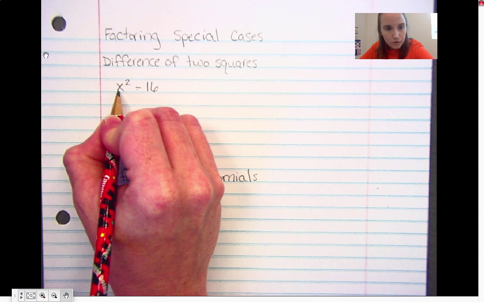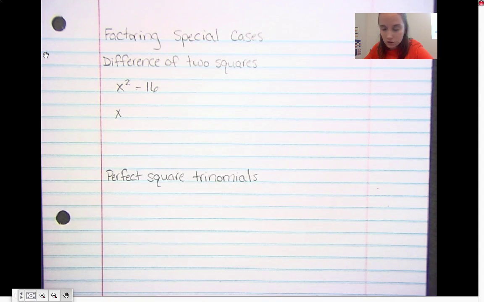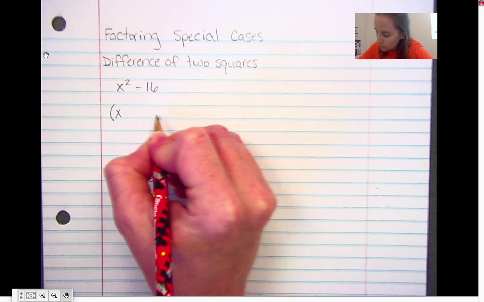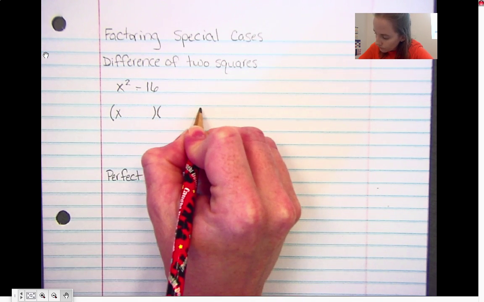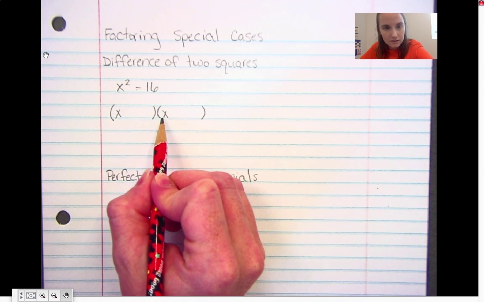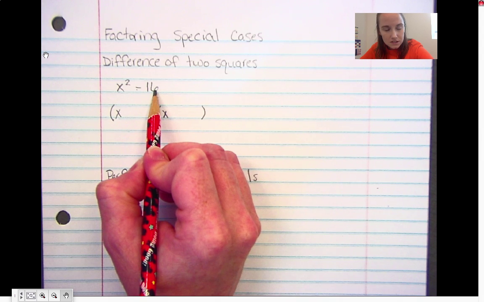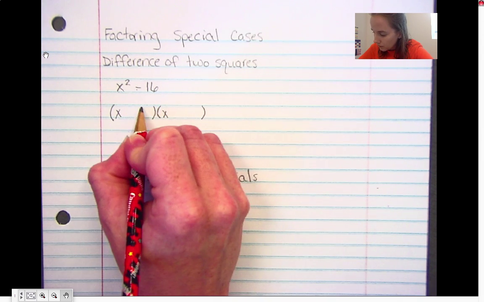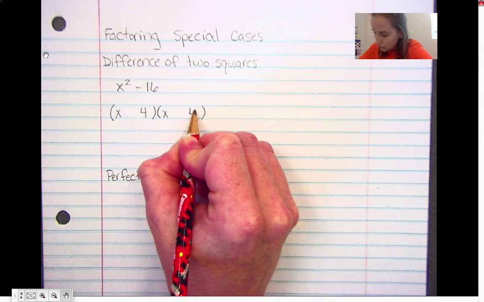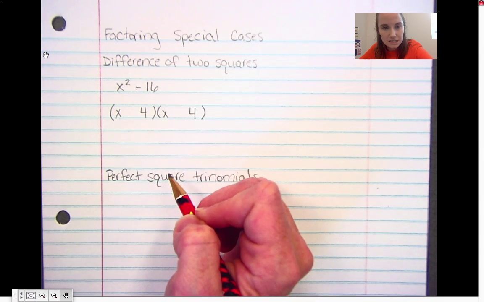So the square root of x squared is x. That will be your first term in the binomial when you factor. And again, x times x gives us the x squared. The square root of 16 is 4. So we need a 4 as our last term, and 4 times 4 will give us 16.